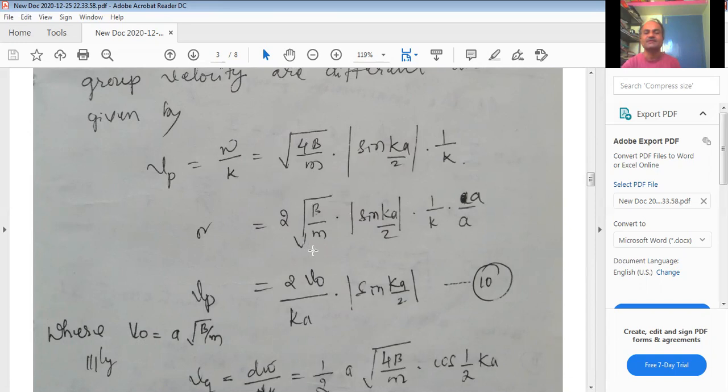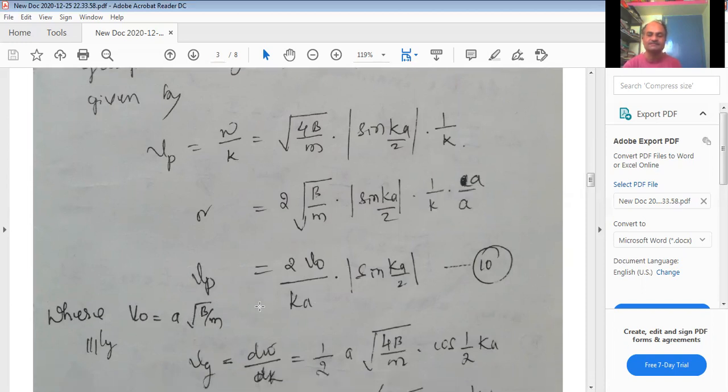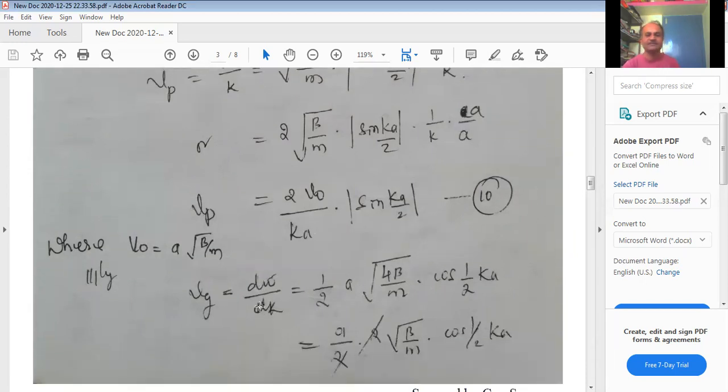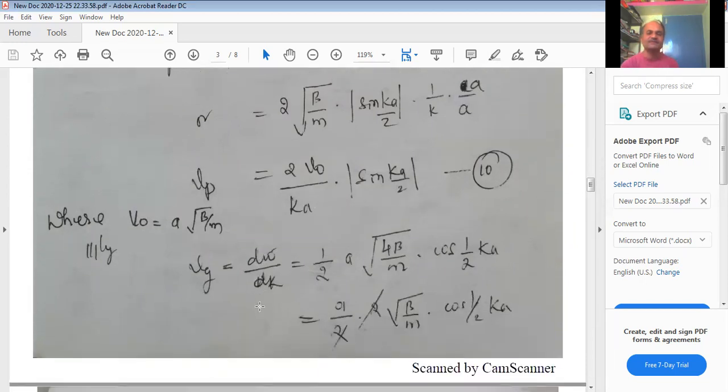Take 4 outside the root and it becomes root of beta upon m sin of ka by 2 into 1 by k. And here you will multiply and divide by a. So lastly it takes this form: 2 upon ka into v naught into sin of ka by 2. Here v naught is equal to what? A into root of beta upon m, and that is v naught, as in the earlier case. That is a constant. So equation 10 is the expression for phase velocity.